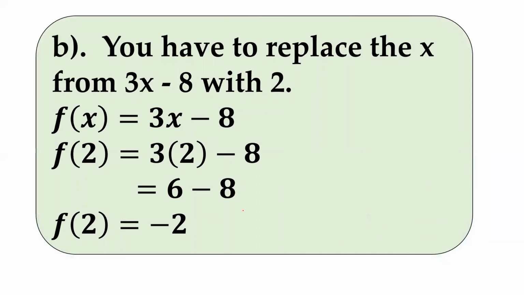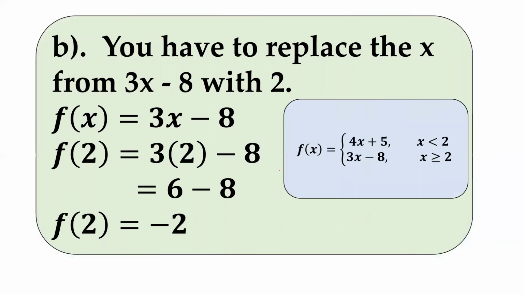First, we need to take a look at what function we will use from these. We have the replacement value of positive 2. Now we will check: is positive 2 less than 2? No. Is positive 2 greater than or equal to 2? Yes, it is equal to 2. Therefore, the function to be used is 3x minus 8.